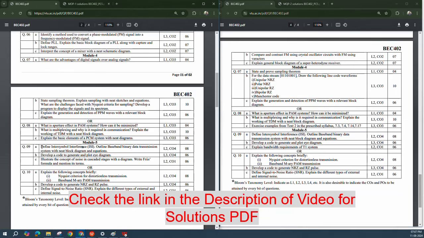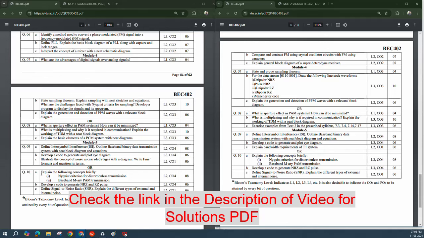And in module 5, intersymbol interference, outline baseband binary data transmission systems with neat block diagram and equations. Here also intersymbol interference, outline the baseband. The question is repeated here. And also to generate and plot the eye diagram, here also plot the eye diagram. Here the concept of noise in cascade stages with diagram is asked. Write Friis formula and mention its terms. Here explain the bandwidth requirements in a TI system is asked.